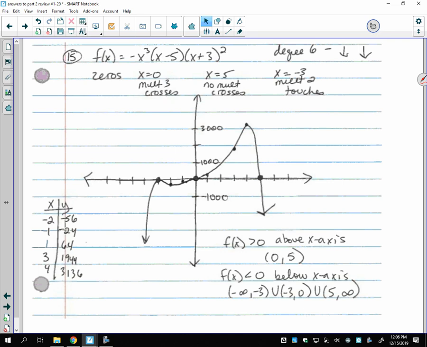At x minus 5, it's no multiplicity, so it should just go straight through the graph, but it's still odd, so it crosses. And -3 has an exponent of 2. That's a multiplicity of 2, which means it's just going to touch the x-axis and then turn and go back whatever way it happens to be.